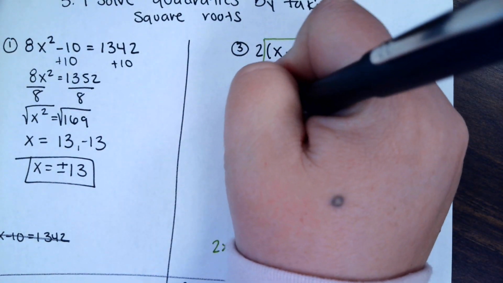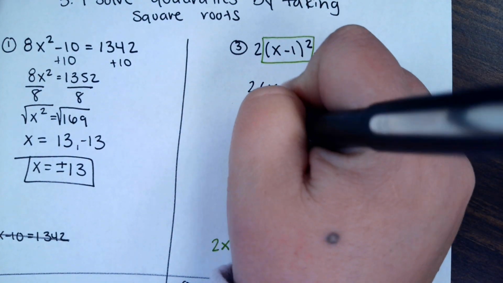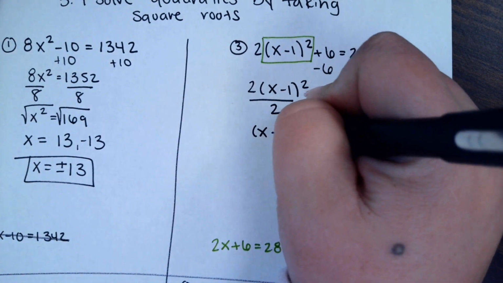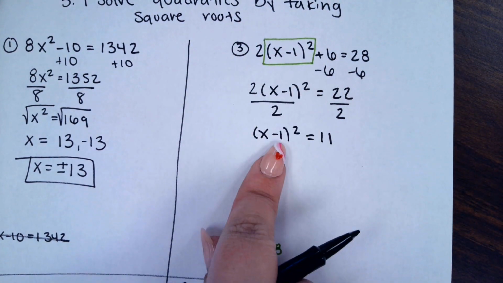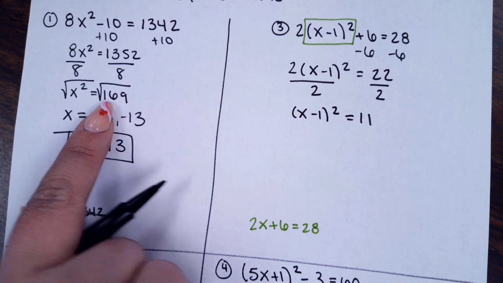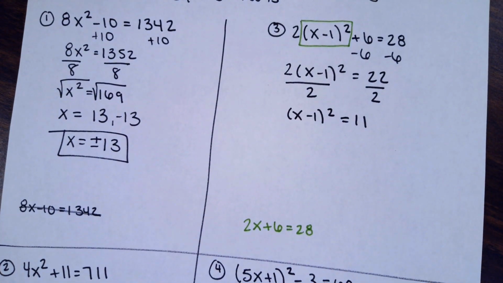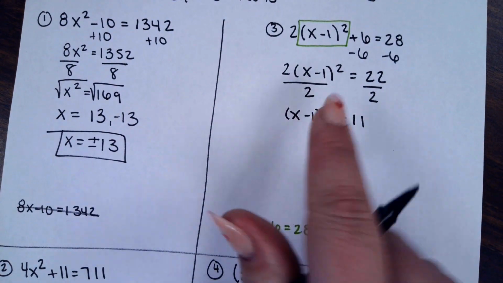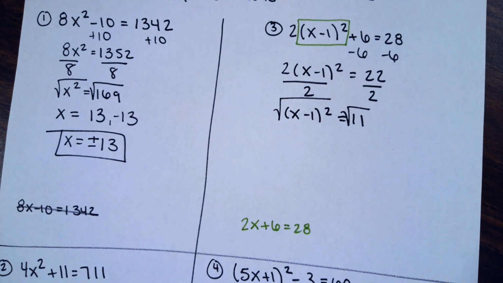Then we've got to divide both sides by 2. We're going to get (x minus 1) squared equals 11. So we've isolated that expression. That was our goal. Now it looks similar to this, right? We have x squared equals 169. Well, we've got to get rid of that exponent here. We're going to do the same exact thing. To get rid of the squared, we're going to take the square root of both sides.